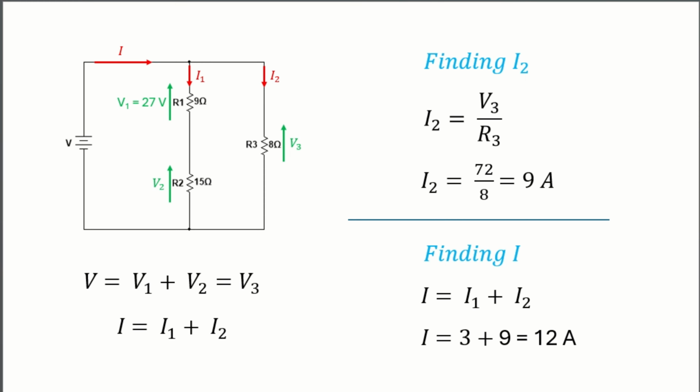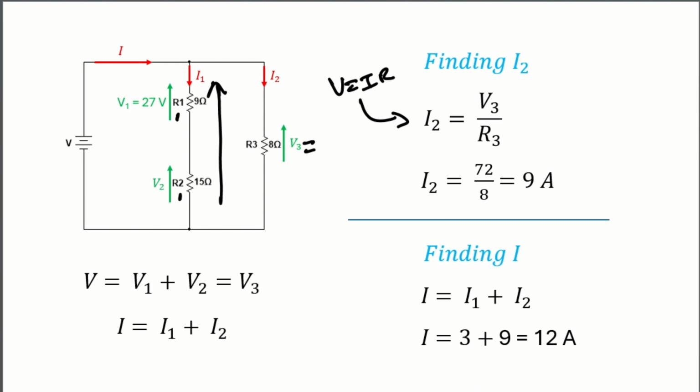Let's find out the I2. To find I2, if you apply V equals IR, you can rewrite this equation as I2 equal to V over R, voltage divided by resistance. So let's figure out the V3 now. The R3 resistor is parallel to the R1 and R2 resistors combined. So whatever the voltage across these two resistors, that should be equal to V3.